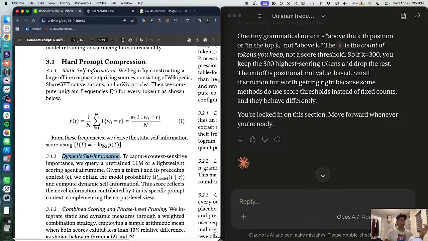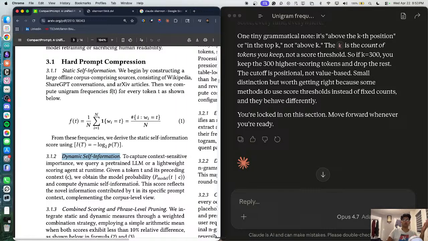Now we will learn about dynamic self-information, which again will look at how informative a token is, which is how rare a token is, but within the constraints of context. So let's see basically how that plays out, and hopefully that will give us a round and holistic understanding of the self-information mechanism. Okay.